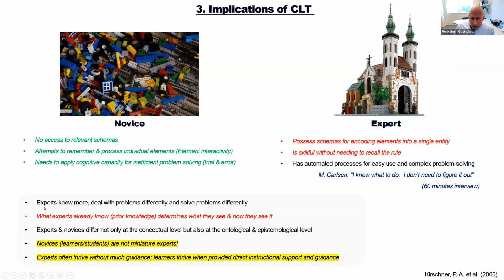Now, there's again considerable number of studies done to show this. So experts not only know more, they deal with problems differently and they solve problems differently. So what experts already know, or prior knowledge, determines what they see and how they see it. So experts differ from novices both at the level of ontology and epistemology. And this is by far the most important take-home lesson. So novices are not miniature experts. And experts may thrive without much guidance, but novices need explicit instructional support and guidance.